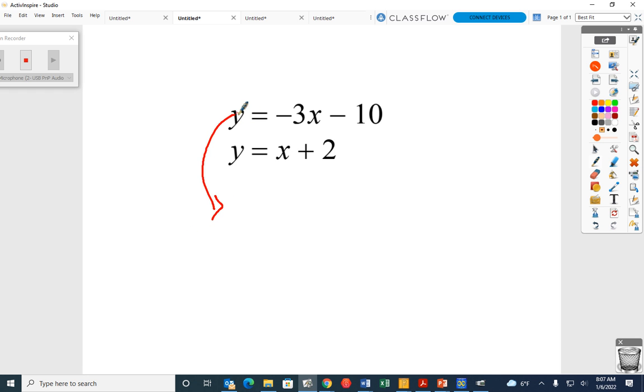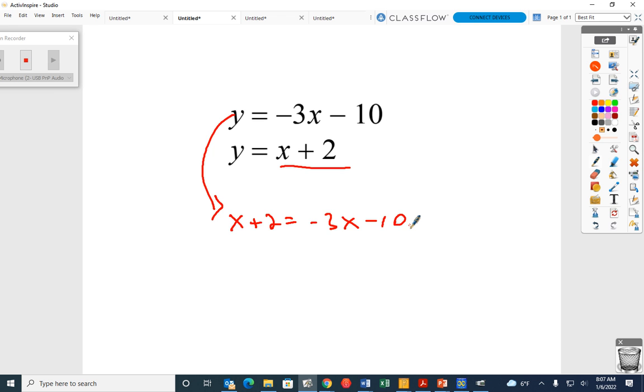In place of this y, we know that y equals x plus 2. So we're going to replace that with x plus 2 equals, and then whatever is up here is going to just come down. So negative 3x minus 10. What do you notice that we have here? It's not a two-step equation yet. It's going to be. But what do we have? We have variables on both sides. You remember how we solve equations with variables on both sides? You've got to get them on the same side, right?